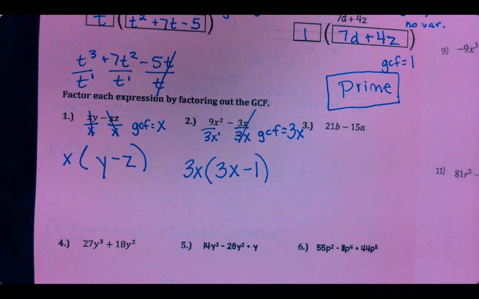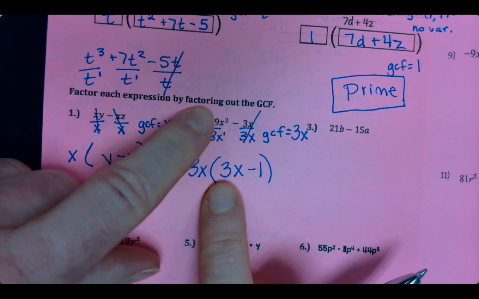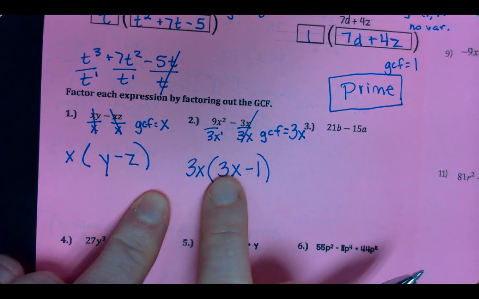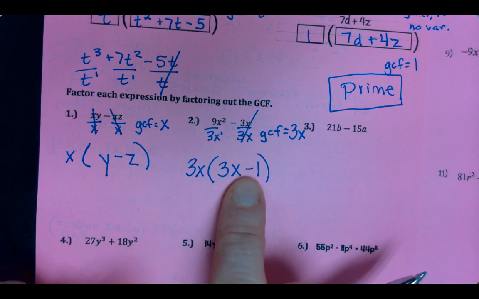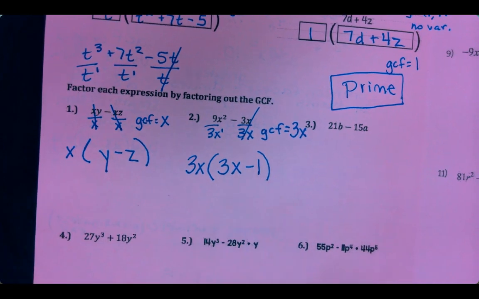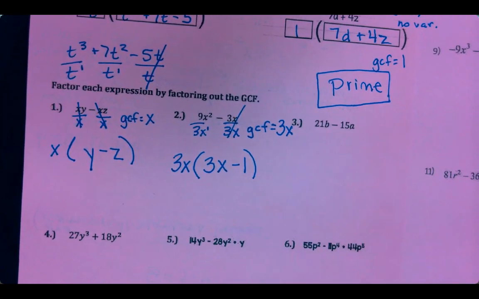So remember, we're undoing the distributive property. We can show how this is the same as this by distributing it back in. 3 times 3 is 9. x times x is x squared. 3x times a negative 1 is a negative 3x. Go ahead and do the next one. Look at your coefficients, the numbers out front.